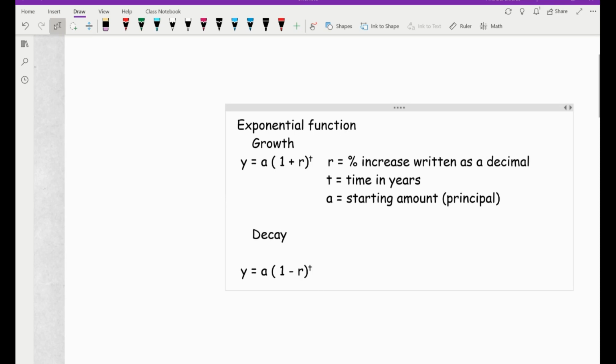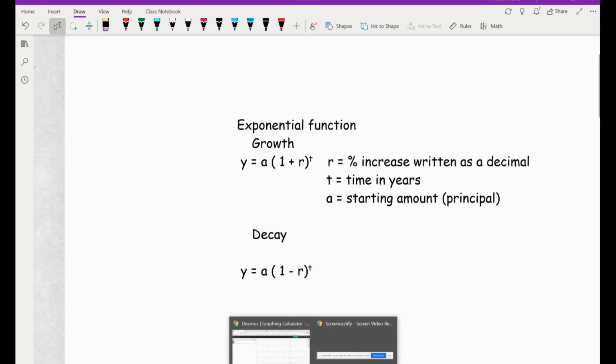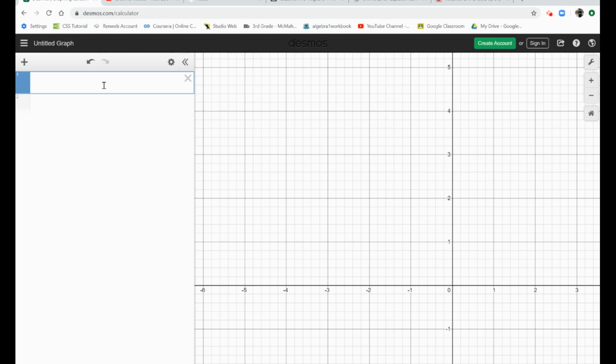Let's graph both functions. Let's do a growth function first. Let's say we have $2,000 in a savings account, or maybe $2,000 in a stock, a share price. Let's say it's increased by 10%. 10% will be 0.10. And let's see what it's worth after 1 year. Because if we're actually growing it for more than 1 year, there's another equation we want to use called a compounding interest formula. So let's see what it is after just 1 year.